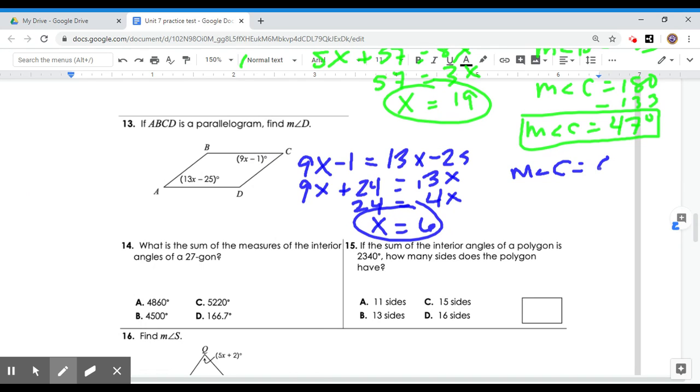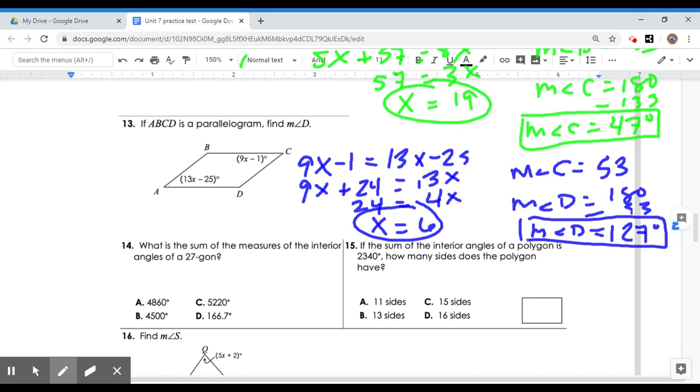So 54 minus 1 is 53. And then measure of angle D equals 180 minus 53. So 180 minus 53, which is 127. So measure of angle D equals 127. Great. All right, so 14 and 15 are multiple choice.